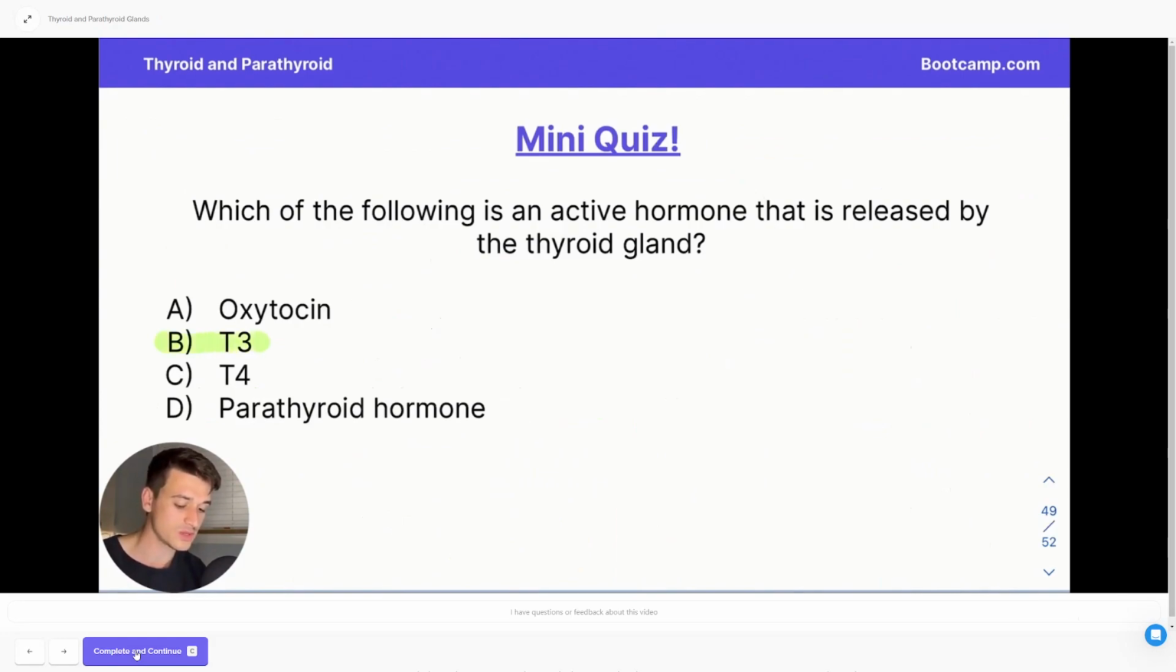Remember, T3 is the activated form between T3 and T4 with one less iodine and being 4 times more potent than T4. We can then go ahead and cross off C, T4, which is known as the stable or more abundant form. We can cross off oxytocin because this is not something produced by either the thyroid or the parathyroid gland. It's actually produced by the hypothalamus and released by the posterior pituitary gland. And parathyroid hormone is released by the parathyroid gland, not the thyroid gland.